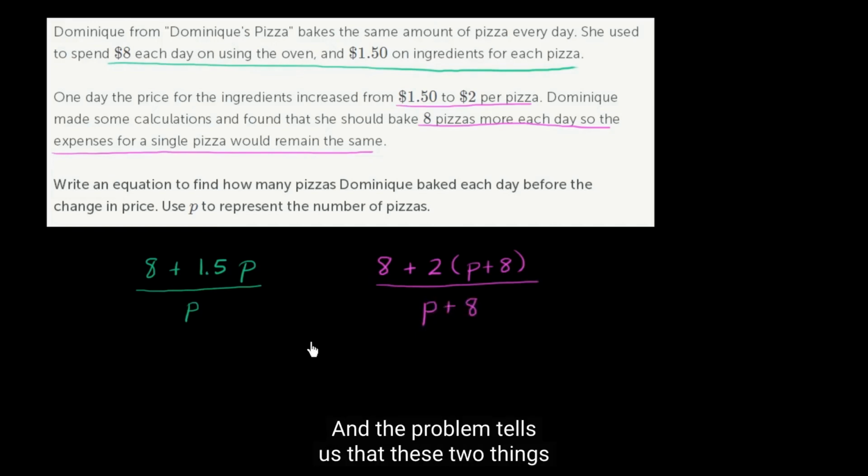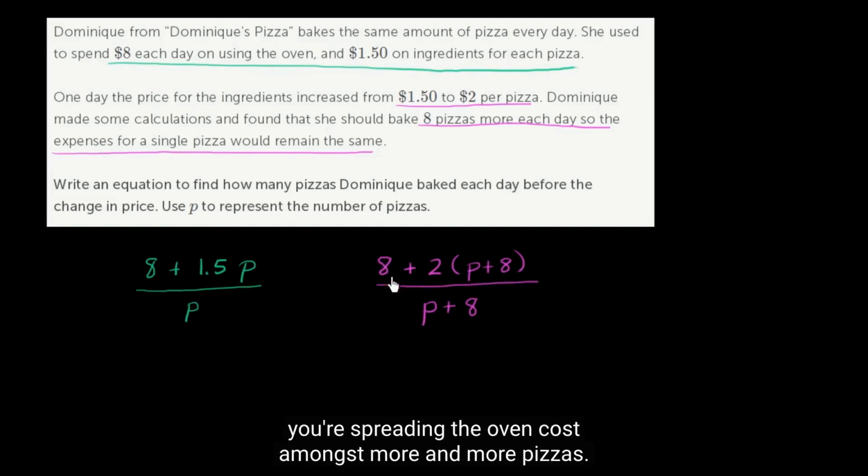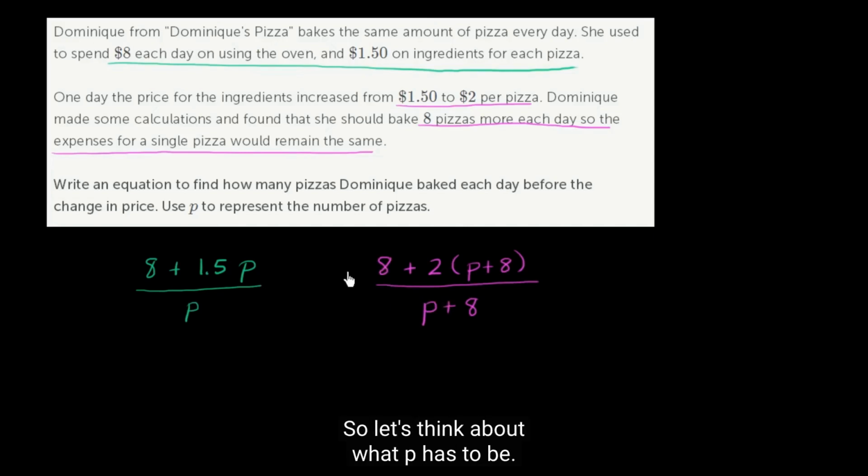And the problem tells us that these two things are equivalent. Here you had a higher cost in ingredients per pizza, but since you are now baking more pizzas, you're spreading the oven cost amongst more and more pizzas. So let's think about what P has to be. P has to be some number of pizzas so that these two expressions are equal.